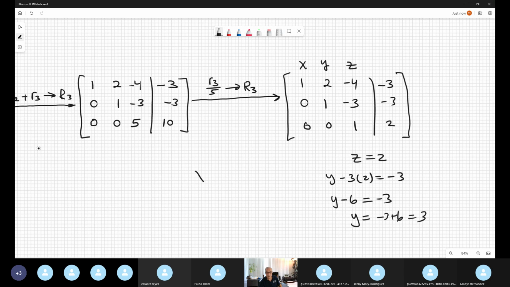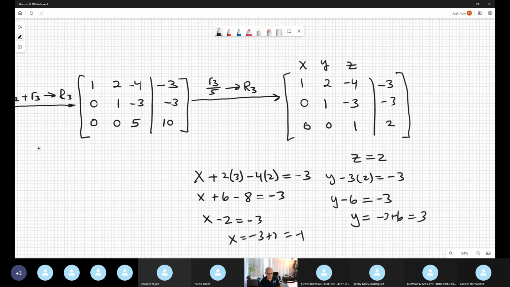And x, sorry, is x plus 2y, but y is 3, minus 4, and z is 2, equals -3. So x plus 6 minus 8 equals -3. x is, in this case, subtraction, minus 2, no? Equal to -3. Therefore, x alone is -3 plus 2, which is negative 1.